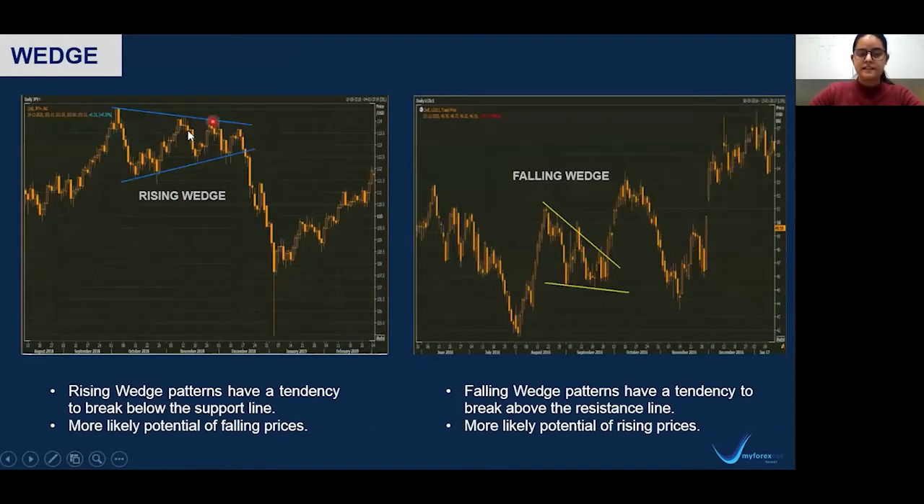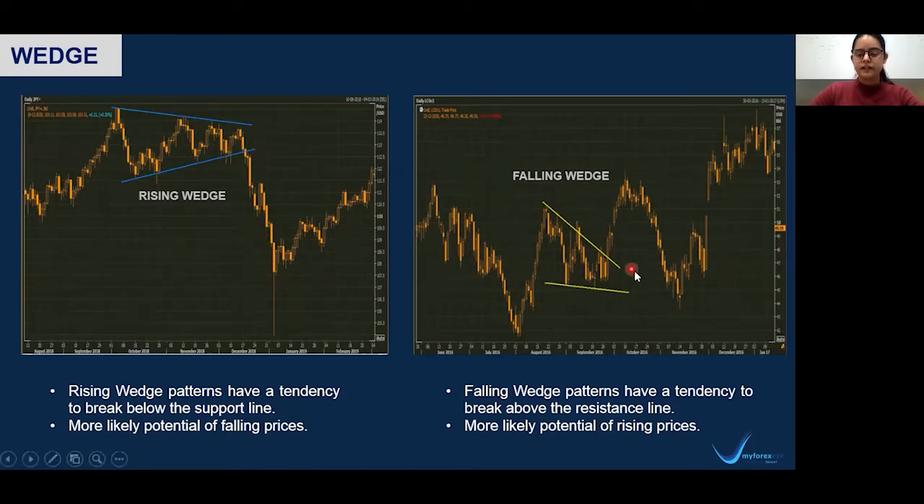Wedges. We have rising wedge and we have falling wedge. As you can see, the wedge is formed by consolidation of the price action. This basically shows a bit of inactivity among the traders. A rising wedge pattern has a tendency to break below the support line. Once it breaks below the support line, the prices are more likely to fall further.